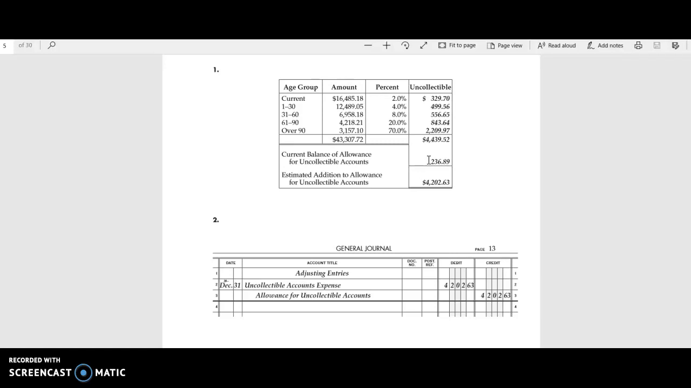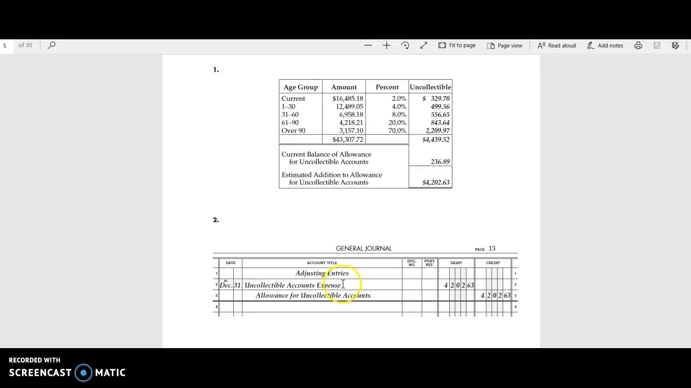$236.89. So what we're going to do is subtract that amount from the total that we expect not to be able to collect, and we get $4,202.63. Once we get that number, we're going to update both new accounts that we're using this chapter, allowance for uncollectible accounts expense and allowance for uncollectible accounts.